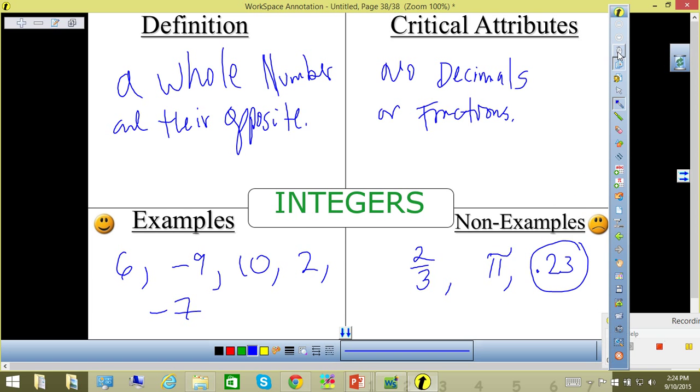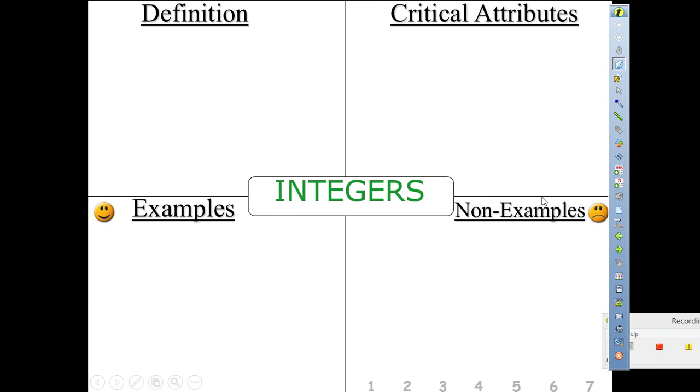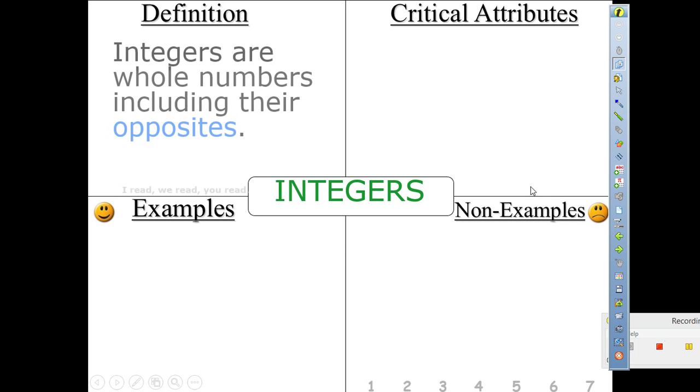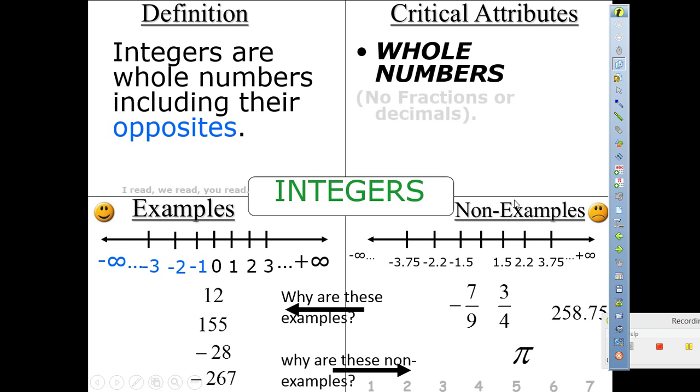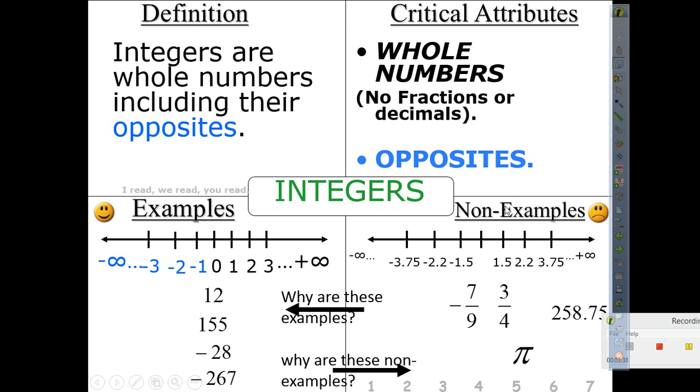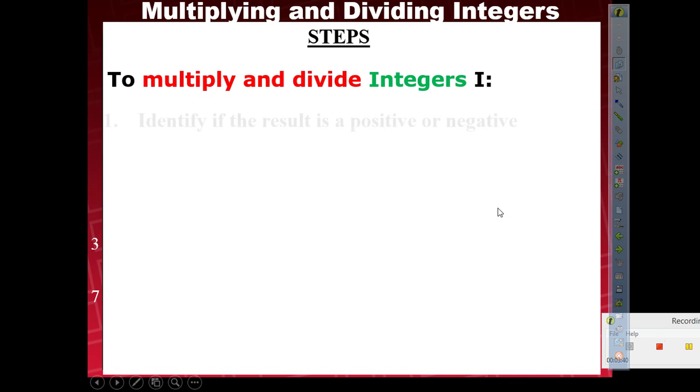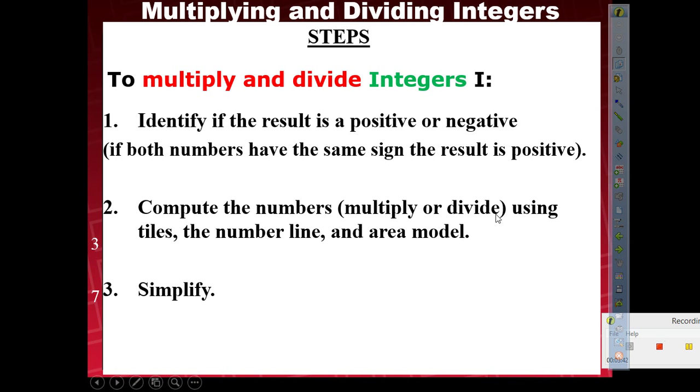All right, let's see how it originally looked when we filled it out. We have integers are whole numbers including their opposites. I gave you guys the number line. Remember that? Non-examples. And then from there we did whole numbers, no fractions or decimals, including their opposite. All right? Copy these steps down, please. It says identify if the result is positive or negative. We already got that. And what is the rule? If they have the same sign, the answer is positive.